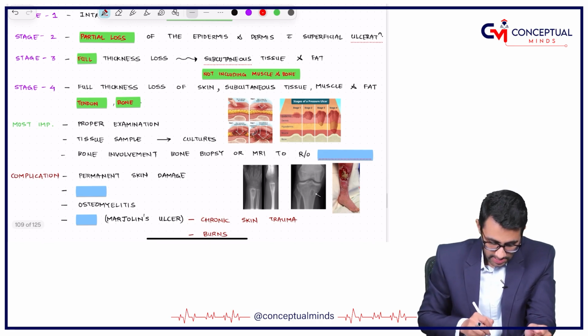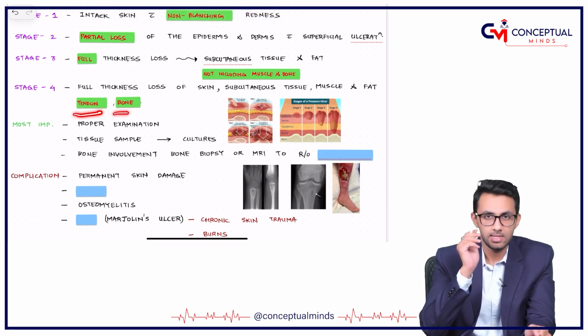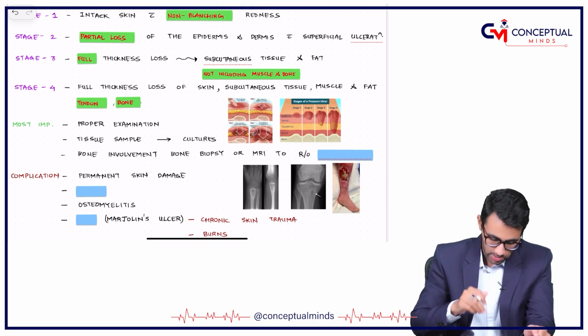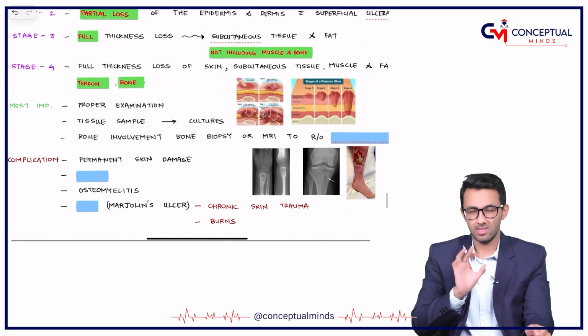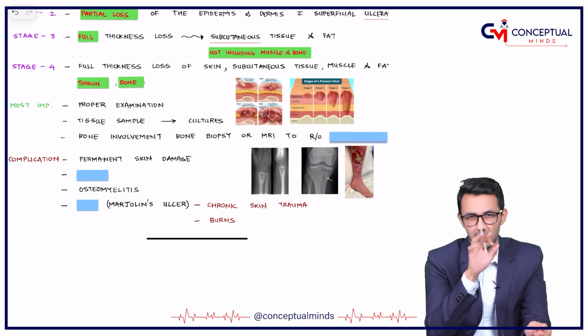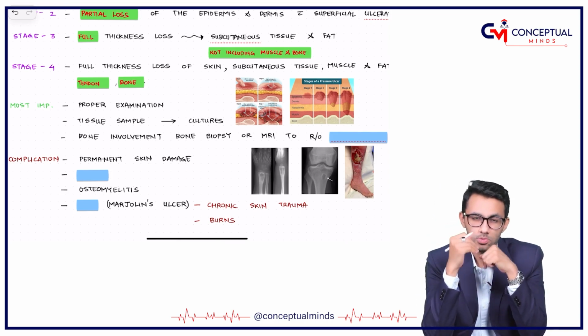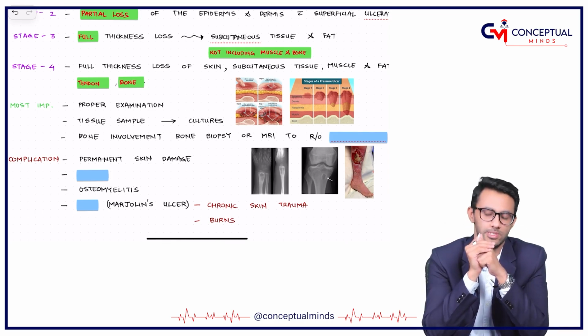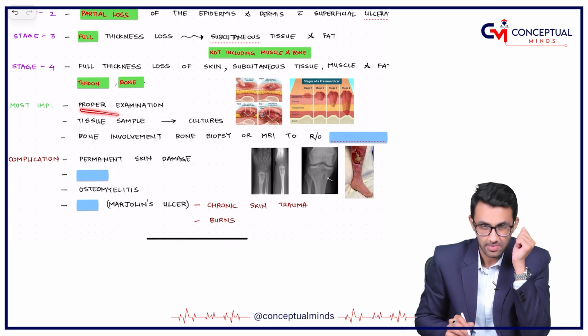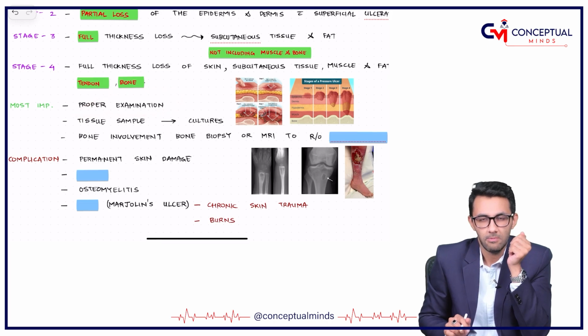That is about stage 4, which would be tendons or bones. Okay, so what is the most important thing? When you have this patient, everything is there, everything is done, but the most important thing is to have a proper examination of the patient. To have a proper examination, we check the whole presentation of the patient.